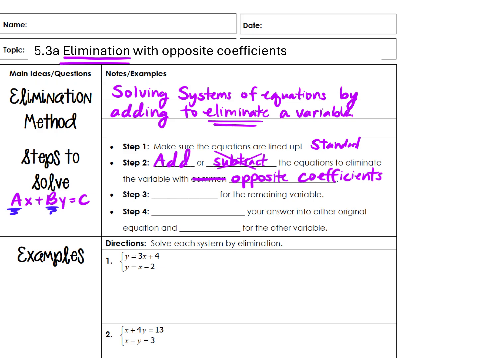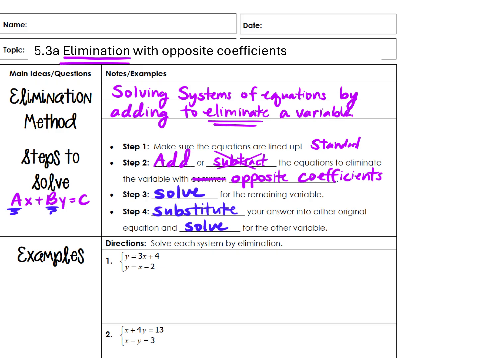Step three is you are going to solve for the remaining variable. And then step four, we actually bring substitution back in. So you are going to substitute your answer into either original equation and then solve for the other variable.